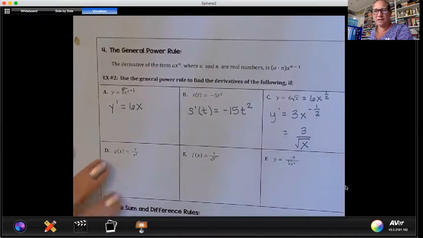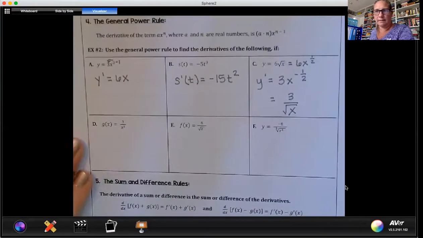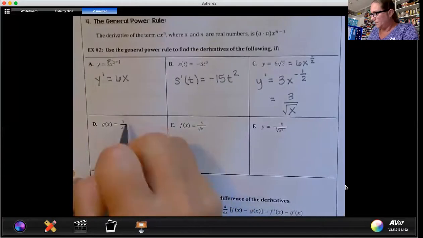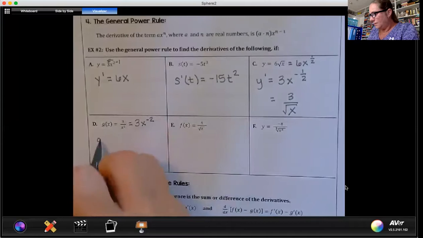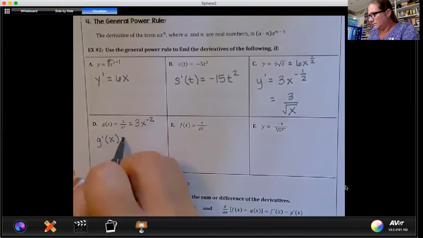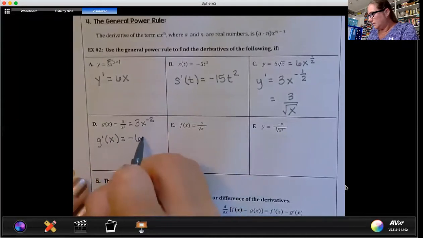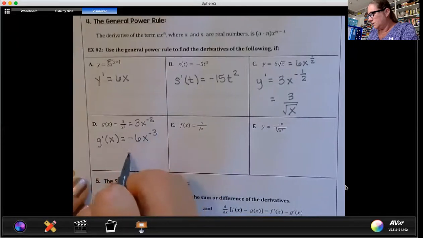I know I'm going through these kind of fast. Pause your video at any time. Let me know where your questions are. Rewrite. G prime of x. Don't forget that notation. Bring down, minus 1, negative 6 over x to the third.